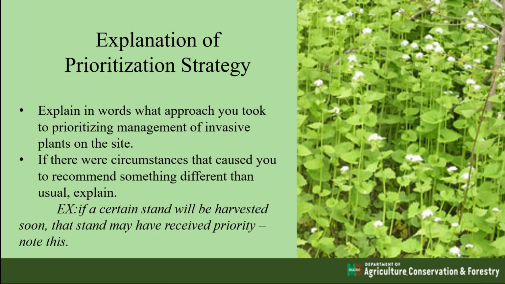The next section of your plan can be an explanation of prioritization strategies. So once again, you're going to explain in words what approach you took to prioritizing management of invasive plants on the site. If there were circumstances that caused you to recommend something different than usual, explain that. One example is if a certain stand was going to be harvested, say in 2026, you may prioritize that stand over another. So just make note of what prioritization strategy you have.